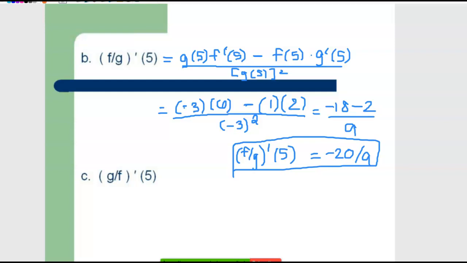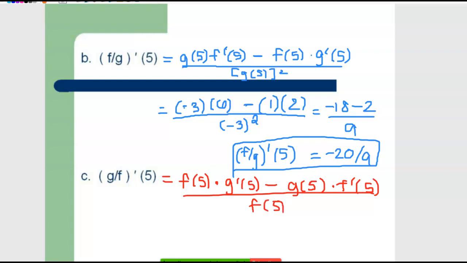Do we anticipate that the derivative of g divided by f at 5 will be the same, different, flipped, totally unrelated? What do you think, Chase? Yeah, it's going to be totally unrelated. All right, let's go. HOdHI minus HIdHO, all over HOHO.